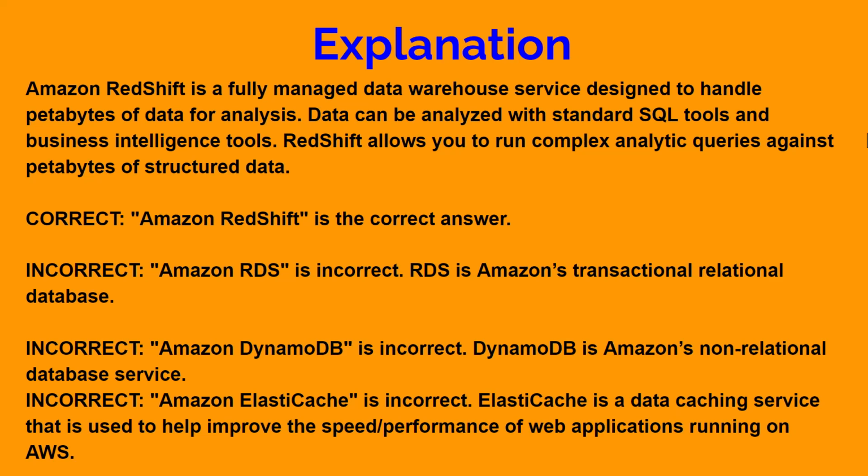Incorrect. Amazon RDS is incorrect. RDS is Amazon's transactional relational database. Incorrect. Amazon DynamoDB is incorrect. DynamoDB is Amazon's non-relational database service. Incorrect. Amazon ElastiCache is incorrect. ElastiCache is a data caching service that is used to help improve the speed/performance of web applications running on AWS.